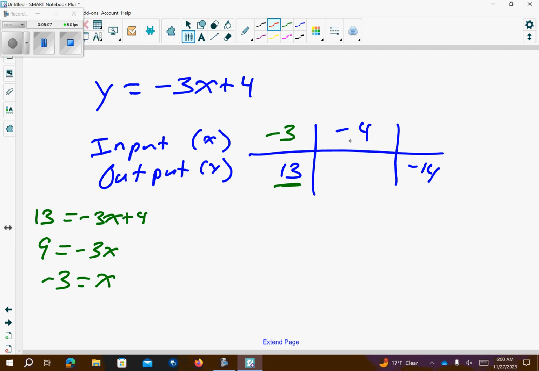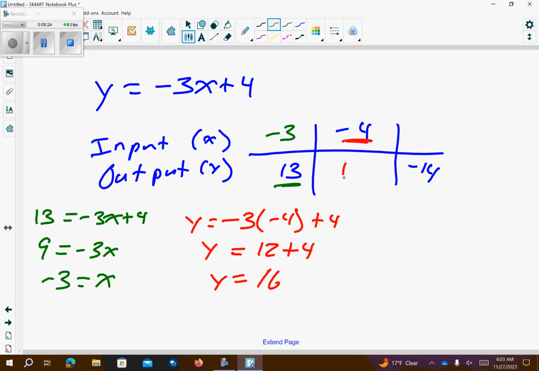For the middle one, we're going to plug the -4 in for our x. So y equals -3 times -4 is +12 plus 4. So y is 16. So there it gave me my output. And then the last one, we're going to be like the first one. We're going to plug -14 in for the y and go ahead and solve it. Subtract 4 from both sides. That gives me a -18 over here.